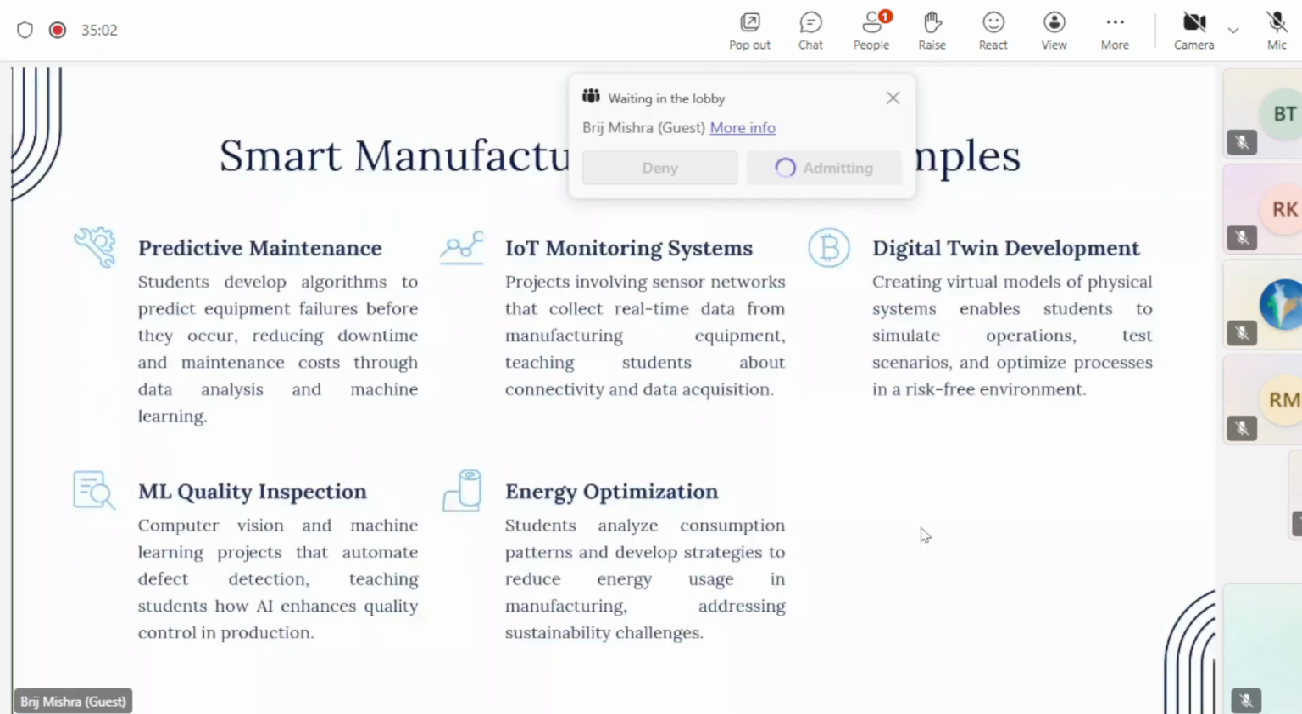Then we can use our students, as I discussed in training, we can keep these aspects like predictive maintenance, IoT monitoring system, digital twin development, ML quality inspection, energy optimization. So these can be given as a case study or subject of study to the student to create some project. Okay, so that they start understanding the real life scenario in the industry, what the challenges are, and they can come up with suggestions through the project work. So this is going to help our student in a big way.